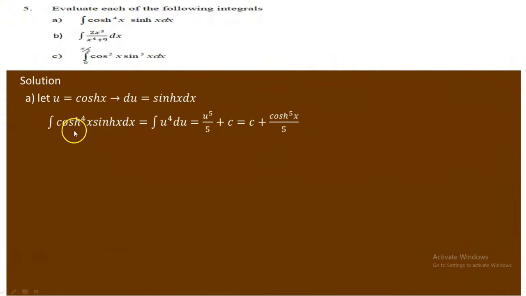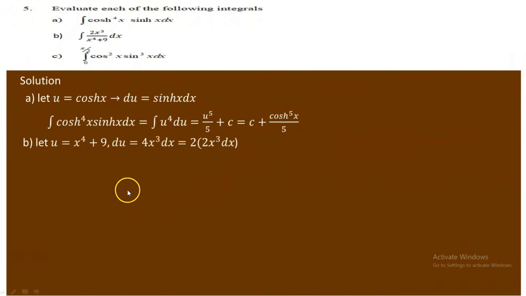So in place of cosh x, we use u to the power of 4, and sinh x dx is du. So this is u to the power of 5 over 5 plus a certain constant c, but we know what u is. It is cosh of x. So finally, c plus cosh to the power of 5 of x over 5.